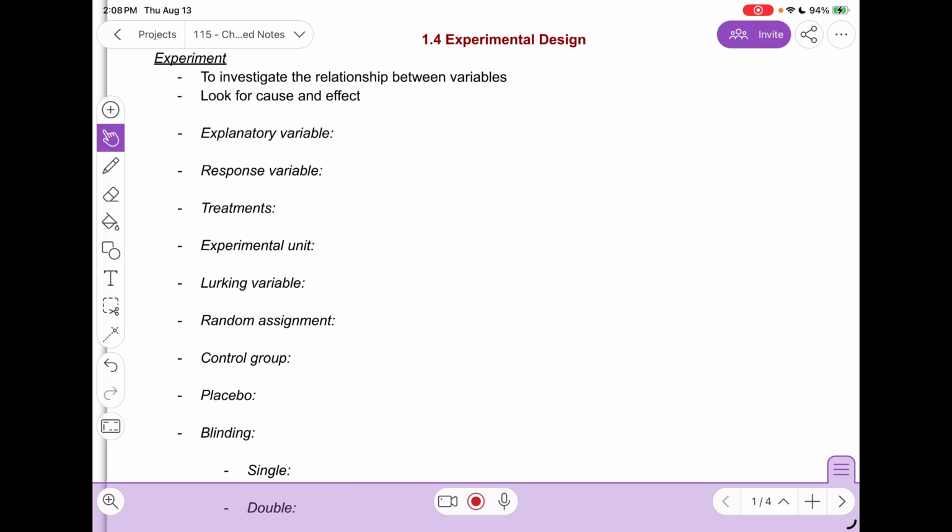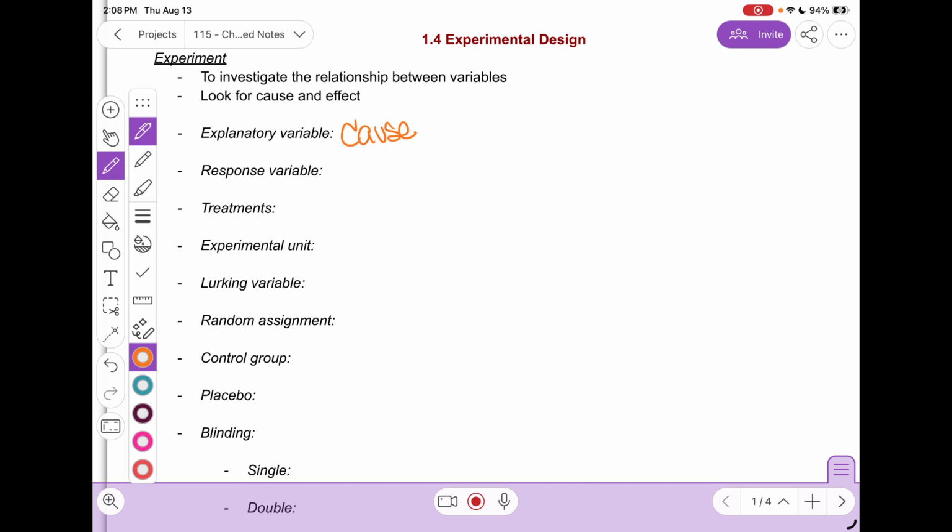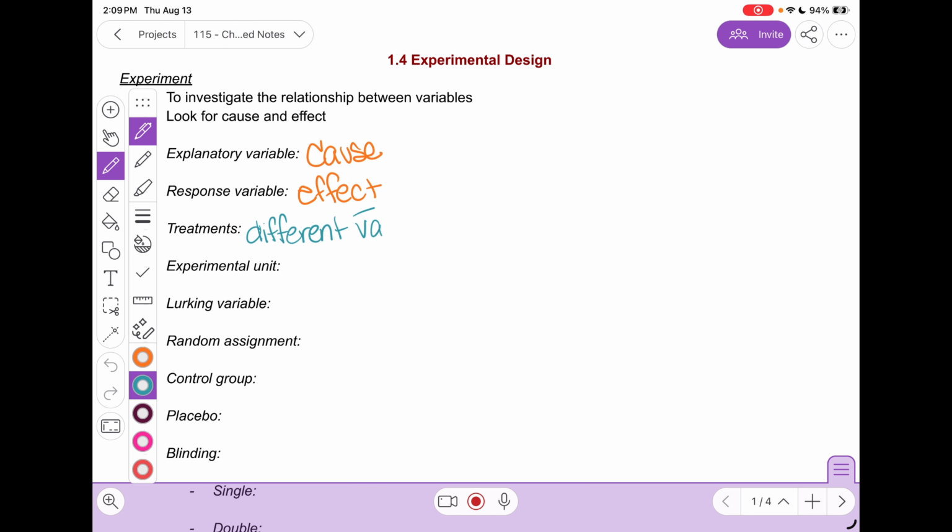So an observational study can tell you if there's a relationship, but to actually be able to say there's a cause and effect, you have to do an experiment. So the explanatory variable is the cause. What is causing this to happen? The response is your effect. So what is causing this response? The treatment is the different values of that explanatory variable.